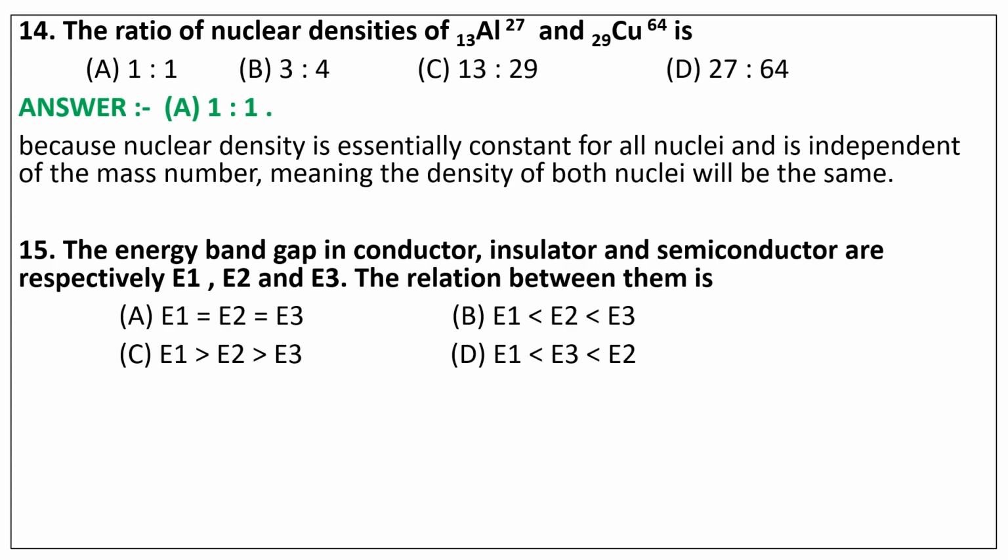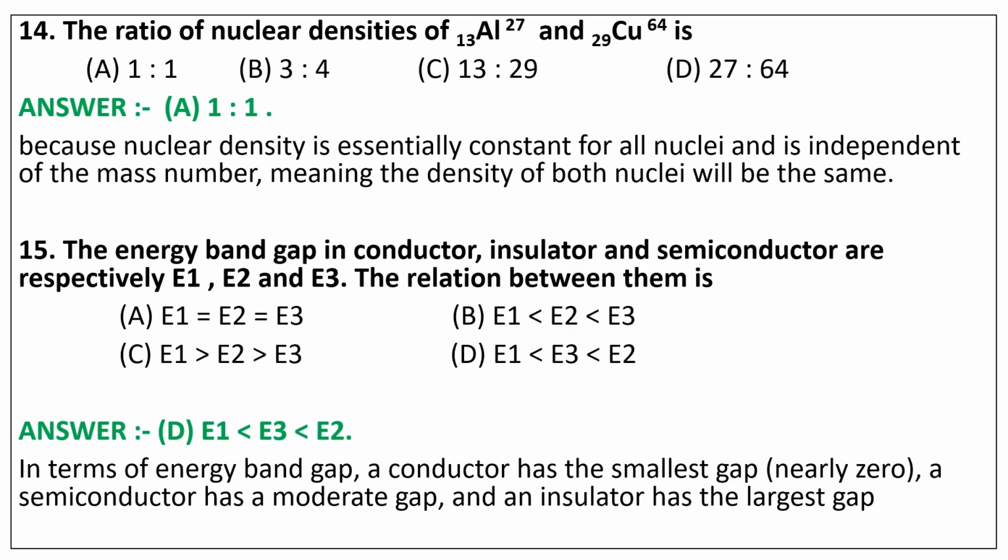15. The energy band gap in conductor, insulator and semiconductor are respectively E1, E2 and E3. The relation between them is A. E1 is equal to E2 is equal to E3, B. E1 less than E2 less than E3, C. E1 greater than E2 greater than E3, D. E1 less than E3 less than E2. Answer: D. E1 less than E3 less than E2.